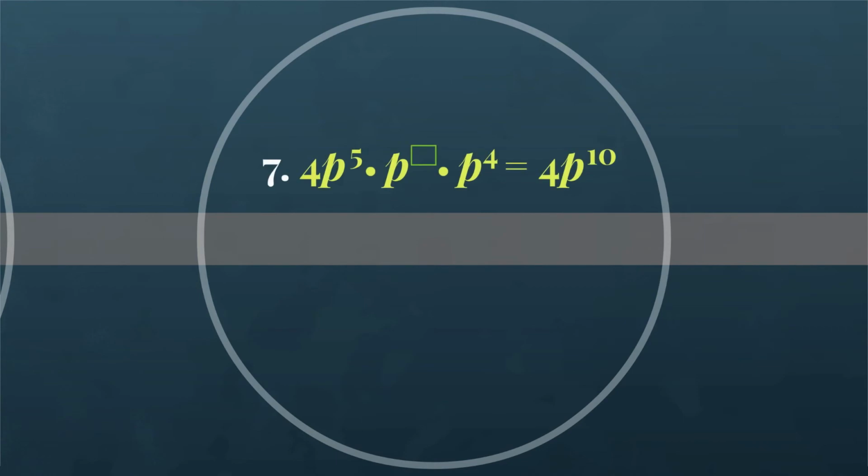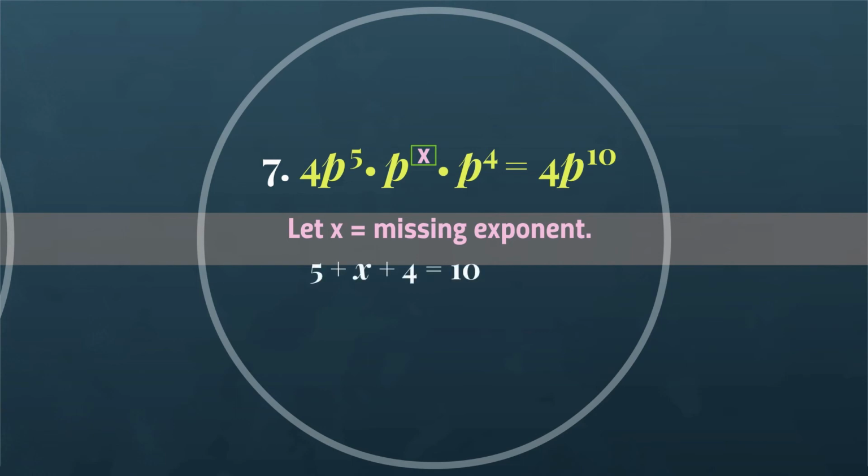This example is still about finding the missing exponent. If we will multiply p raised to a number by 4p to the 5 and p to the 4, and the product is 4p to the 10, what is the exponent of p? Once again, we will represent the missing exponent by a variable. The variable this time is x. To solve easily, we will write down all the exponents. Like what we said, the product of powers means adding all the exponents for powers with the same bases. In this case, our bases are the same. So we have the sum of 5, x, and 4, and their sum is 10.